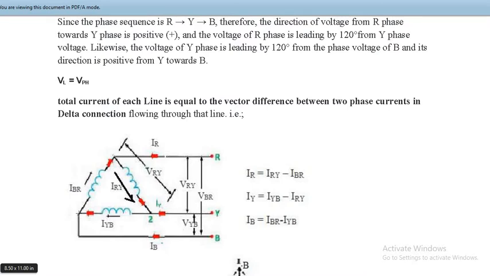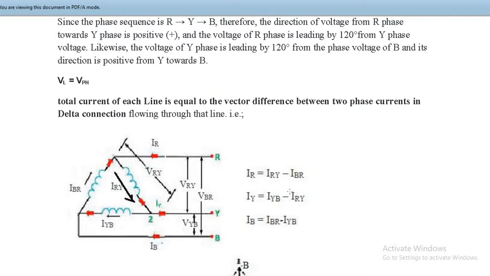If you remember, in the phasor diagram of star connected systems, we took KVL as the basis, and we started with VRY equal to VR minus VY. Then we drew the phase voltages 120 degrees apart and found that line voltage VRY is equal to VR minus VY. That is how we did it in star connected circuit systems. Over here the basis is KCL, Kirchhoff's current law, applied at these three points.